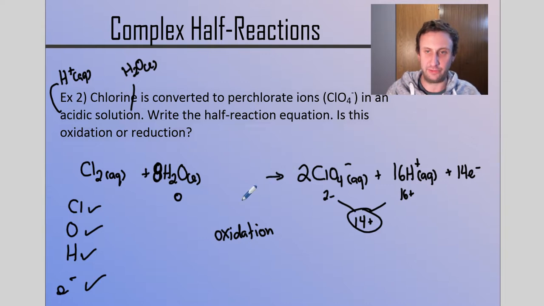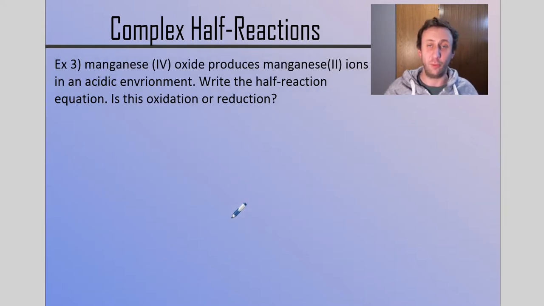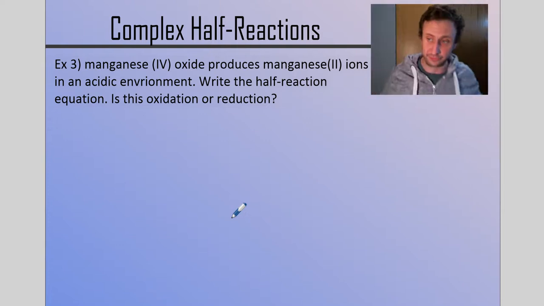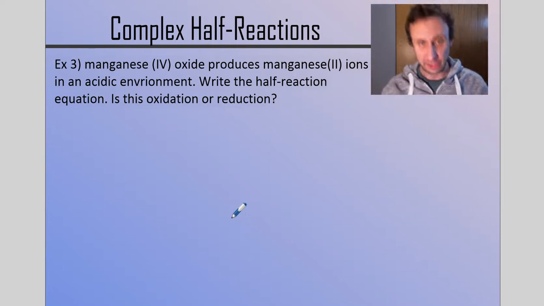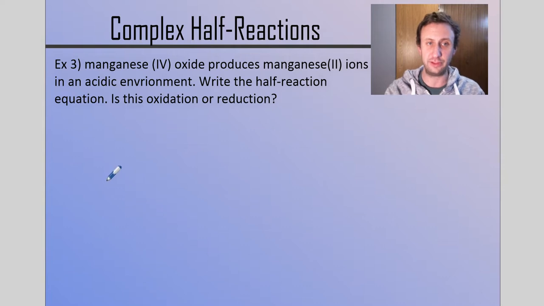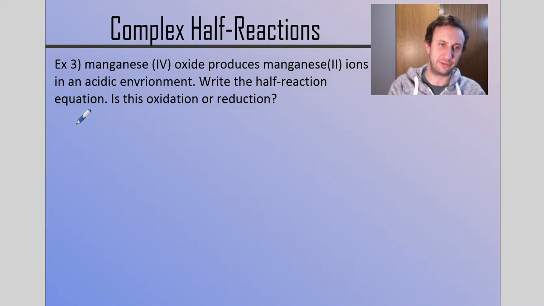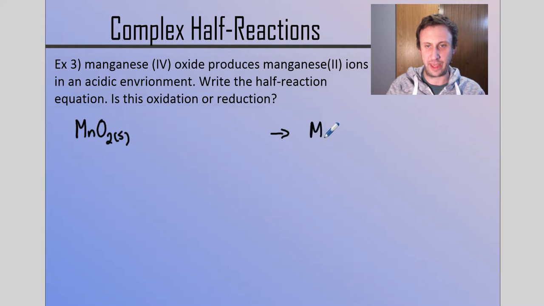Okay, so that was that example. Here's another one. What I would suggest you do is you pause this right now, you give it a go, and then come back and see the solution and see if you did it correctly. So pause now. And here's the solution. So I have manganese 4 oxide, so that's going to have MnO2. This is actually a solid, and it produces manganese 2 ions. So I end up with Mn2 positive aqueous. Again, I'm leaving a lot of room here for me to put things where I need to put them.